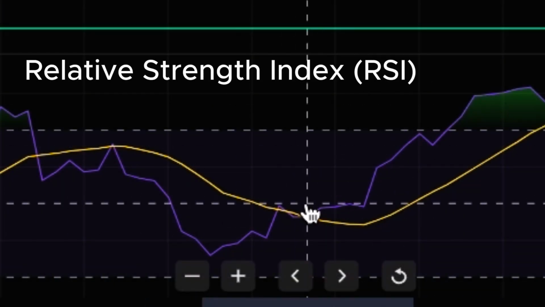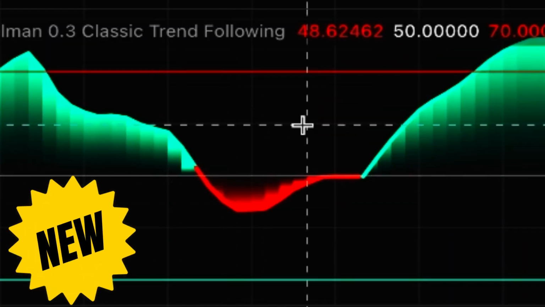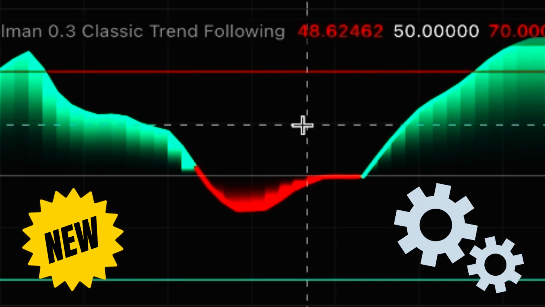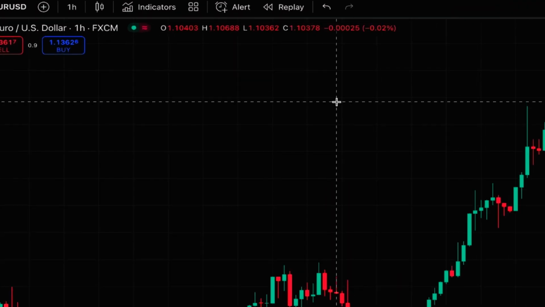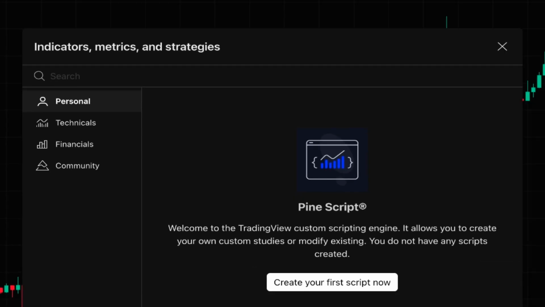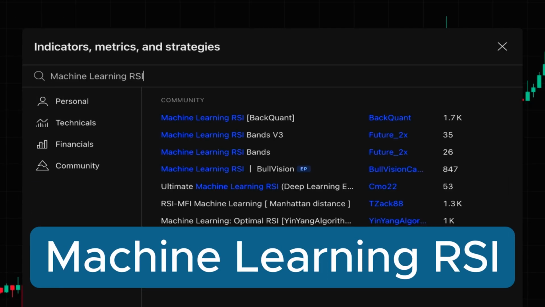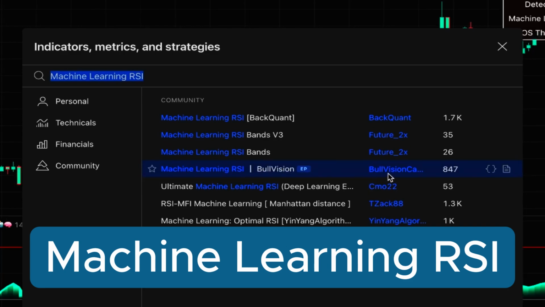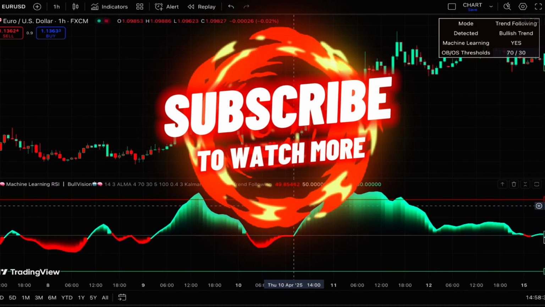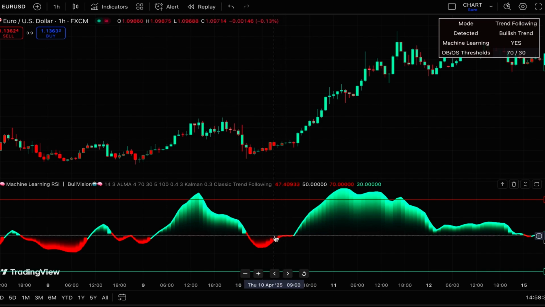This is the original version of RSI, the RSI that you probably know, but this one is a new version of RSI that is built based on advanced calculations. To have it on your chart, you just need to click on indicators and search "machine learning RSI", this one, which is an editor's picks indicator written by BullVision. Alright, this is the RSI, and as you can see, it is added here below the chart.